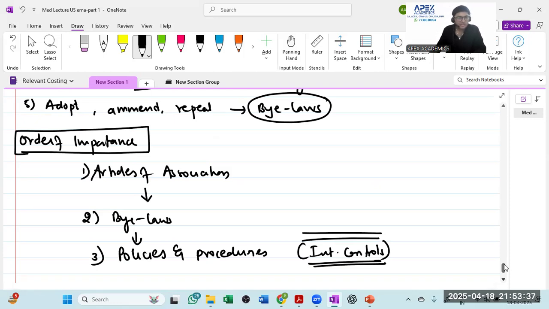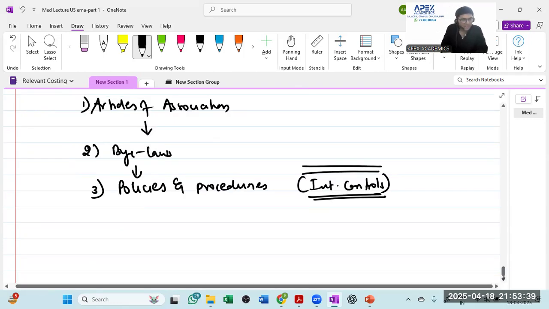Agreed or disagreed? Point number 6 is that the board of directors will declare dividends. Board of directors are the ones that declare the dividends. Please keep that much in mind.